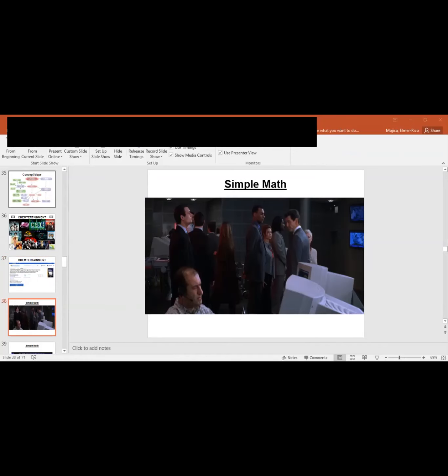I'm trying to share this thing. Slideshow. Why is it not doing anything? Also the storage.